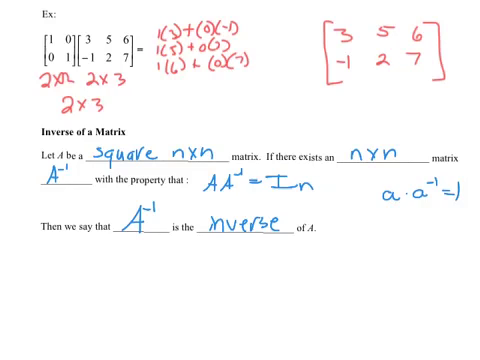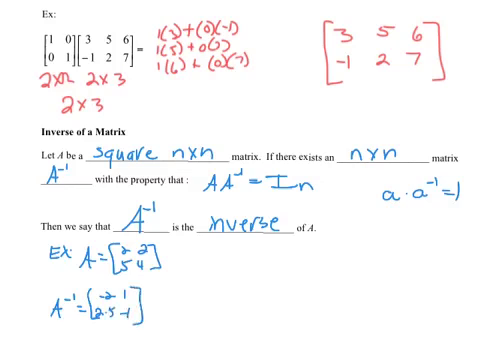Now A has to be a square matrix for it to even have an inverse, but not every square matrix has one. So here's an example. Let's say matrix A is 2, 2, 5, 4. And its inverse is negative 2, 1, 2.5, negative 1. So I have A, and I'm saying that this other matrix is its inverse. Then this has to be true. When I multiply A by A to the negative 1, I should get an identity matrix back out again.